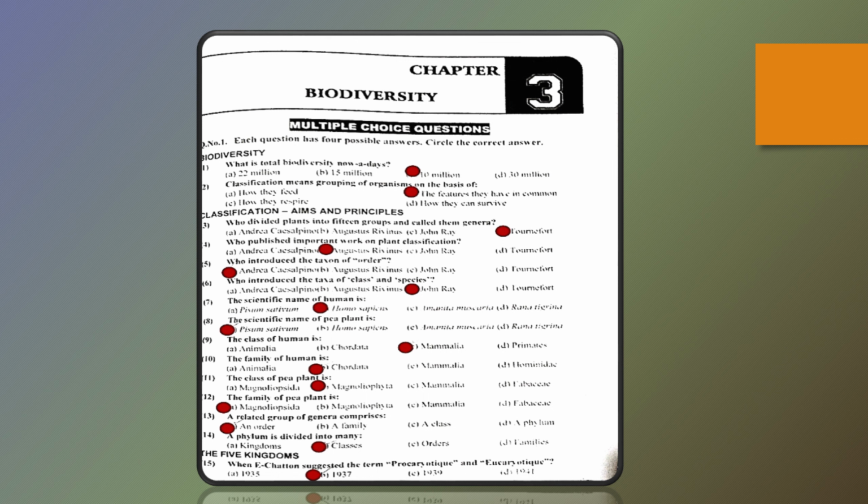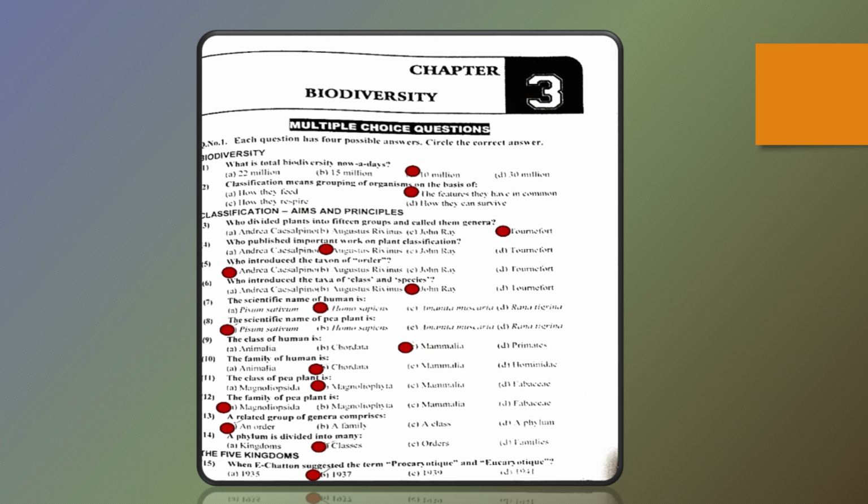What is the total biodiversity nowadays? That is 10 million. Classification means grouping of organisms on the basis of the feature they have in common. Then the next topic is classification aims and principles. Who divided plants into 15 groups and called them genera? Tonford. Who published important work on plant classification? Augustus Ravenus.